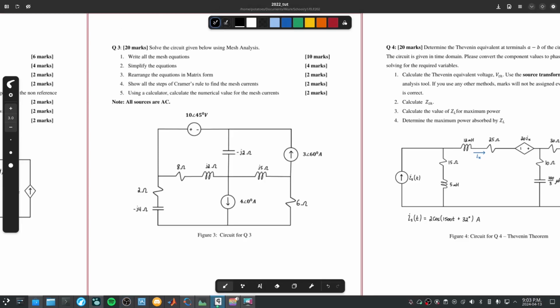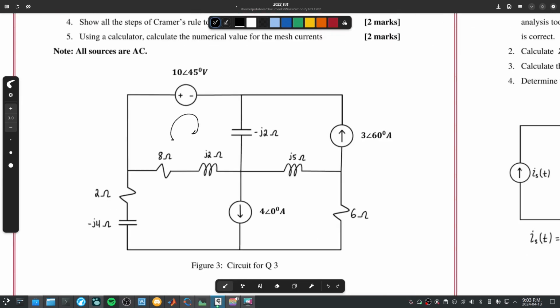Mesh analysis. Okay, third question. First of all, let's define our meshes. This is mesh 1 and current 1. This is mesh 2, current 2. This is mesh 3, current 3, and this is mesh 4, current 4.